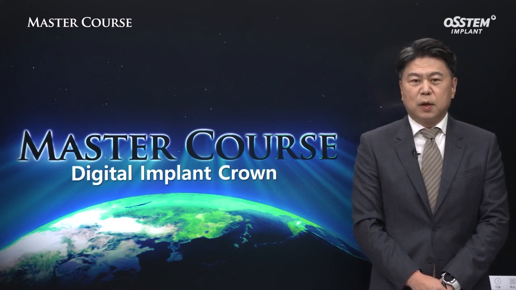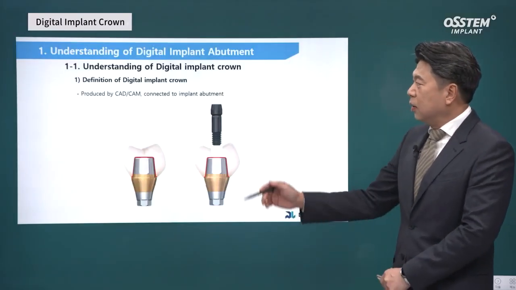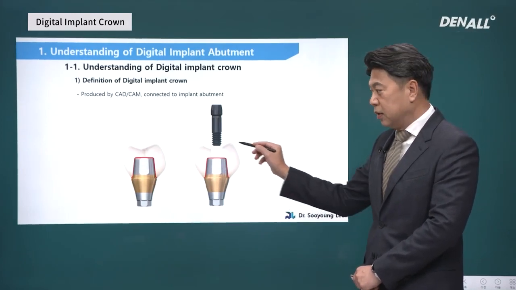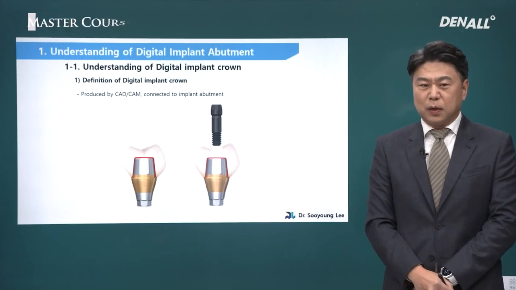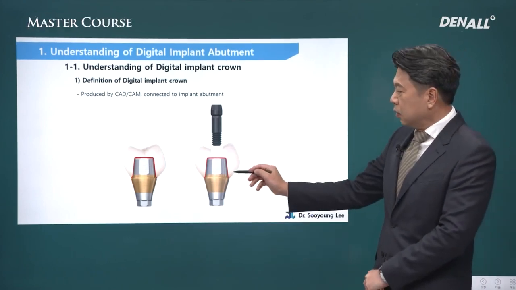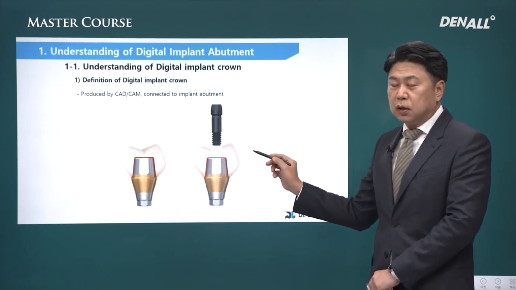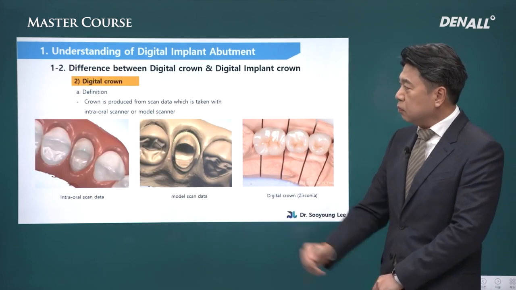In this master course, we are going to talk about digital implant crowns. First, digital implant crowns. The implant crowns are fabricated using digital dentistry. Usually it uses CAD/CAM. Implant crowns are fabricating crowns over abutments. Usually it uses an analog way.